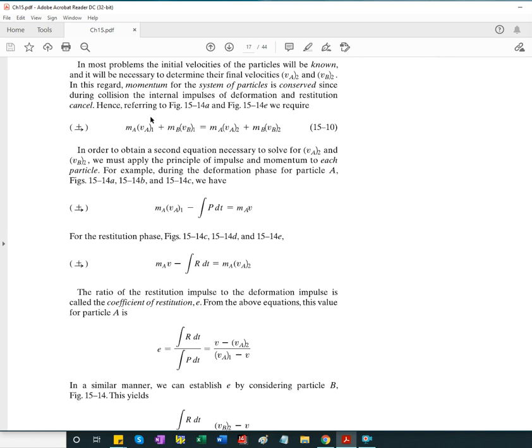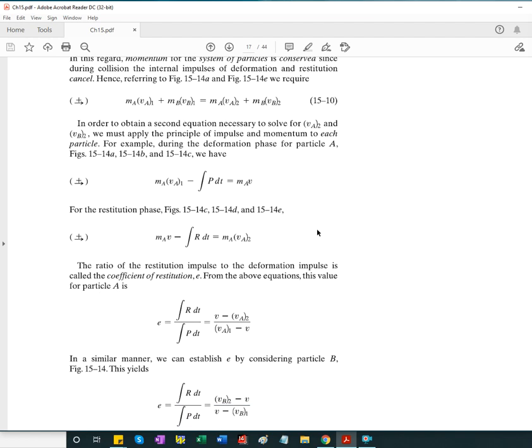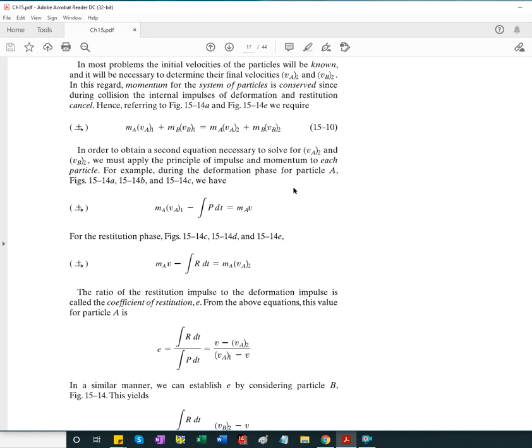Okay, so you always see this kind of equation: mass and velocity of particle A, mass and velocity of particle B before impact, and the linear momentum before and linear momentum after impact. If they stick together, of course, there will be VA equals VB.